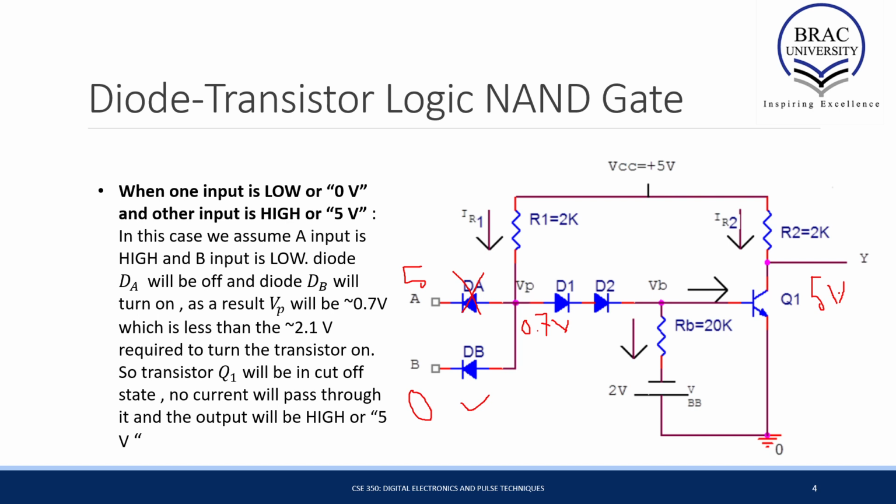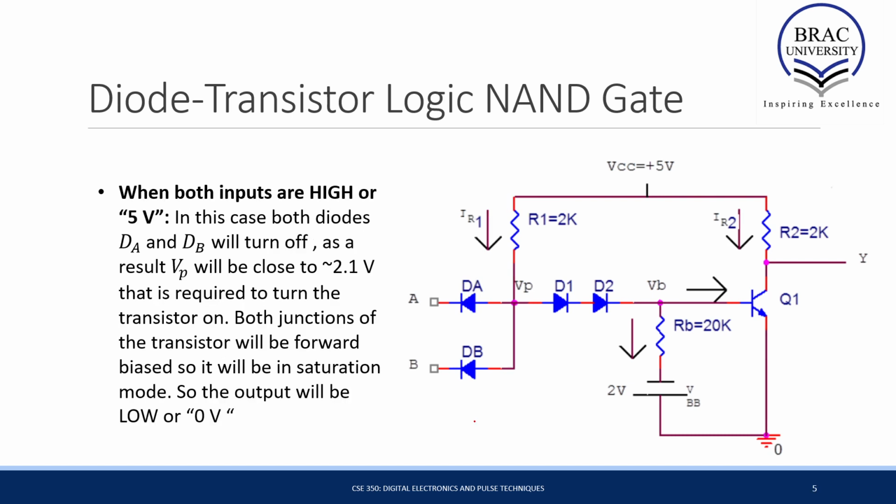The same case applies when input A is low and input B is logic high, or 5 volt. The output will still be high. Now the last case, when both inputs are high. In that case, input A will be logic high, or 5 volt, and input B will be logic high, 5 volt, too.